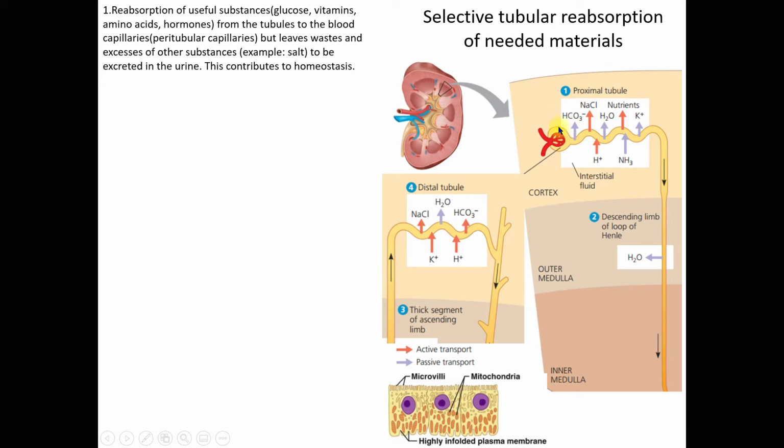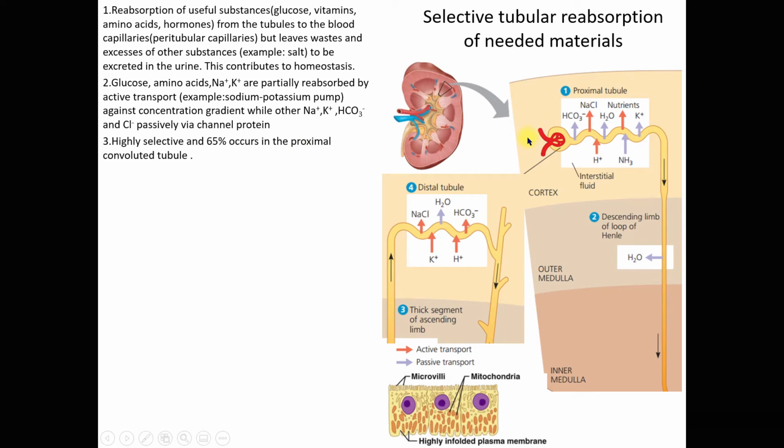So let me rephrase. The glomerular filtrate that passes through this renal tubule, right? Any nutrients or useful substances from the glomerular filtrate will be reabsorbed in the renal tubule. Unwanted substances such as urea or excess substances like salt will remain in this renal tubule.